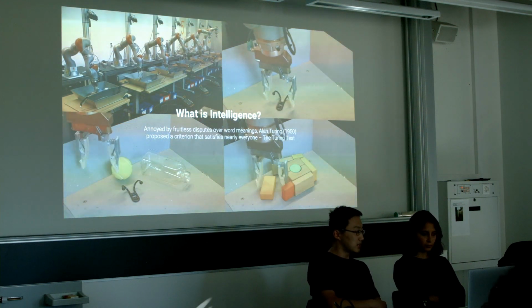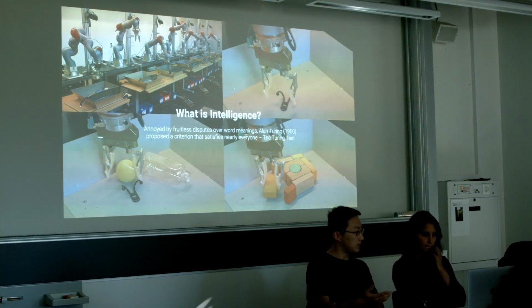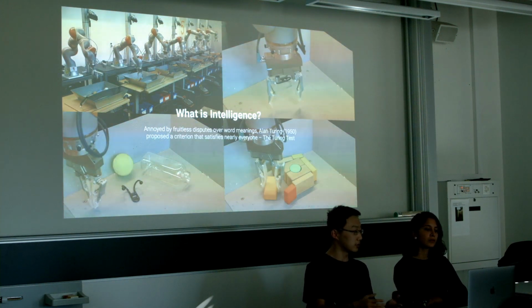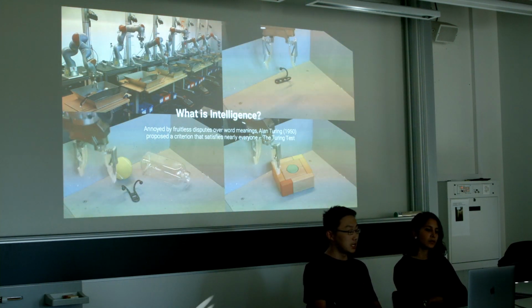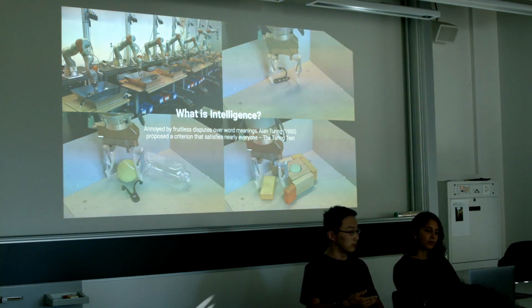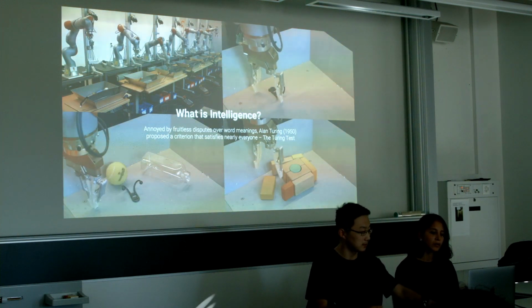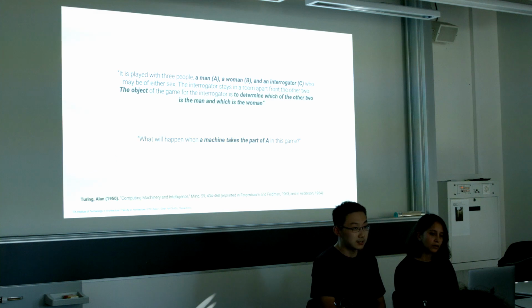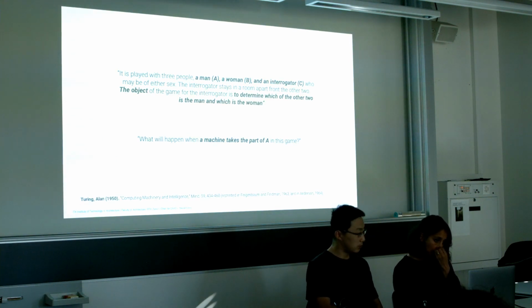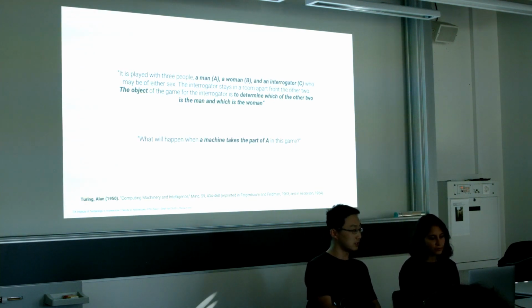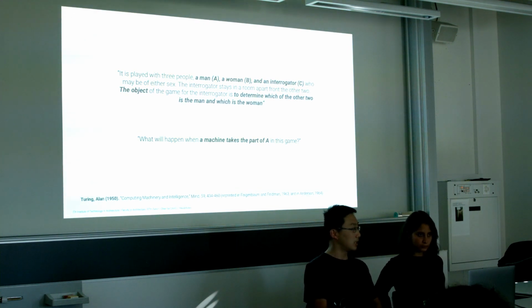But then British scientist and mathematician Alan Turing got annoyed by this fruitless discussion about the meaning of the words. So he suggested another approach that was accepted by most people. Simply, he said, let's forget about this meaning, and he proposed a test. This is a text I quoted from Alan Turing's publication called Computing Machinery and Intelligence, published in 1950. In this paper, he proposed an imitation game. I will simply read it.